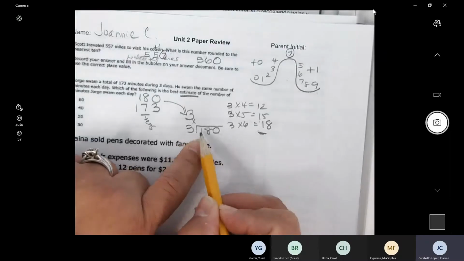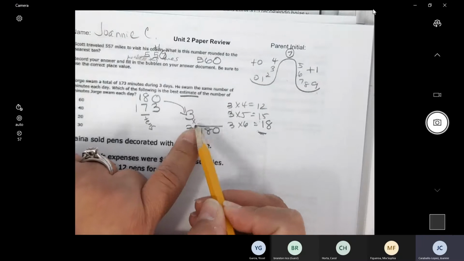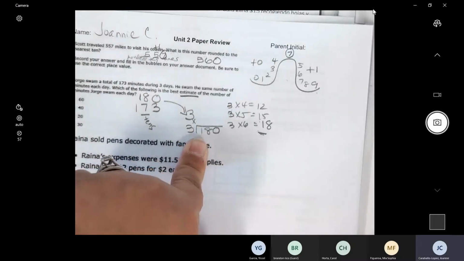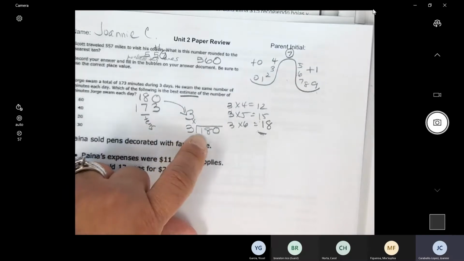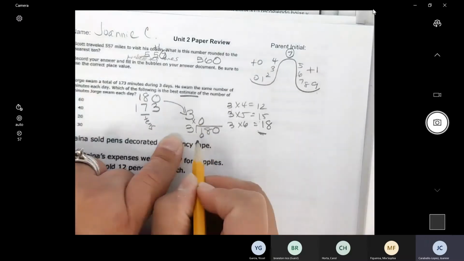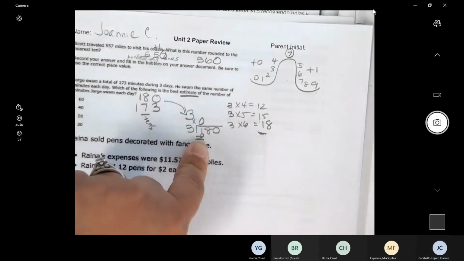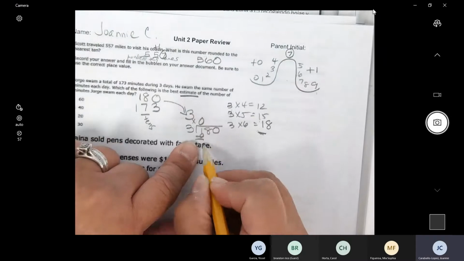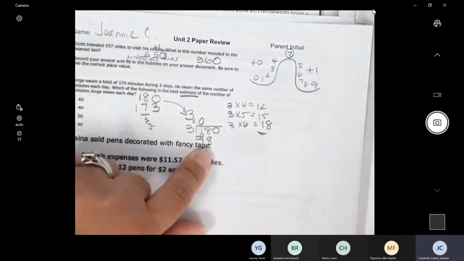So let's see. Is there any number that I can multiply times 3 that will give me 1? 3 times what number gives me 1? 3 times 3 is 9. And 3 times 1 is what? 3. So I need to find a number that has to be close to, but not more than the 1. So 3 times 0 gives me 0. And then I subtract, right? So I'm going to do 1 minus 0. It's going to be 1. And I bring down my 8.